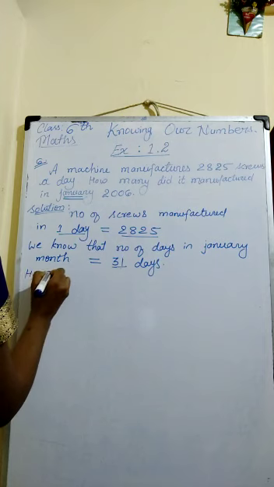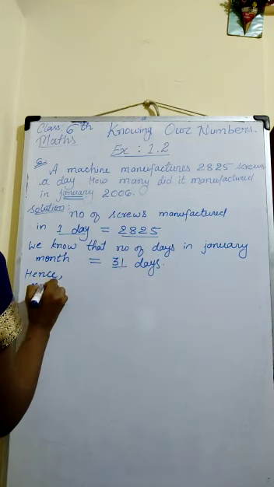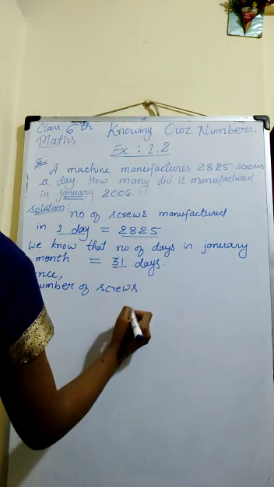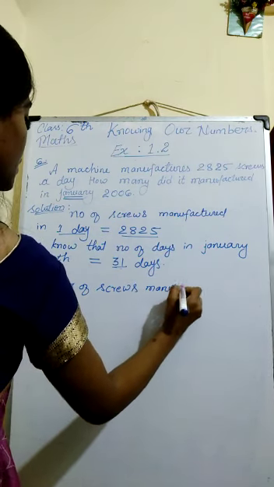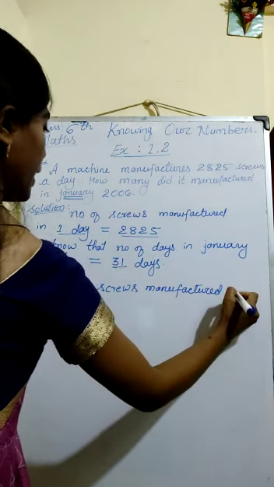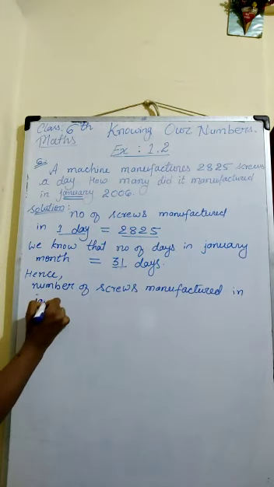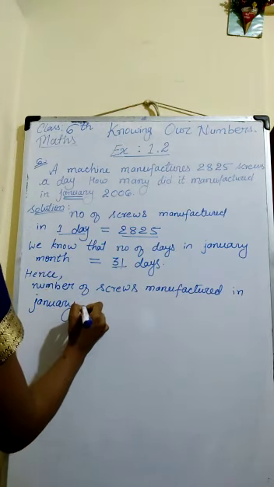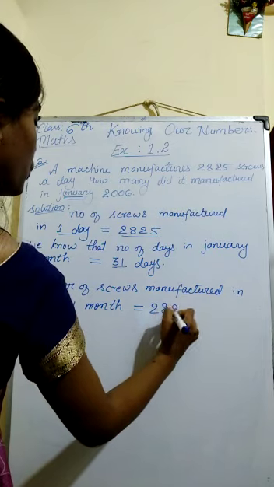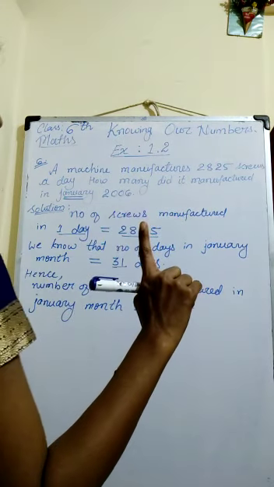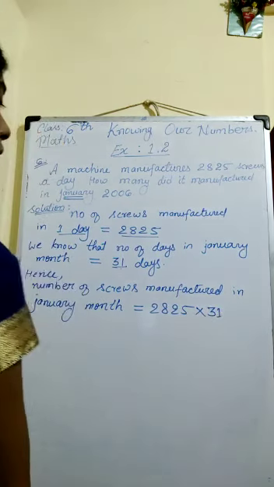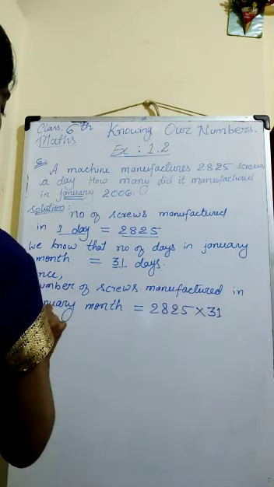Hence, the number of screws manufactured in the January month will be equal to 2825, which is the value of 1 day of manufacturing, and we have to multiply it with 31 to get the number of screws in January month.